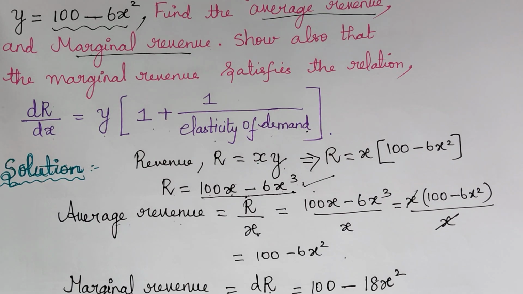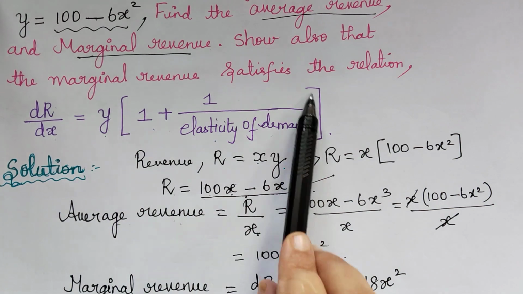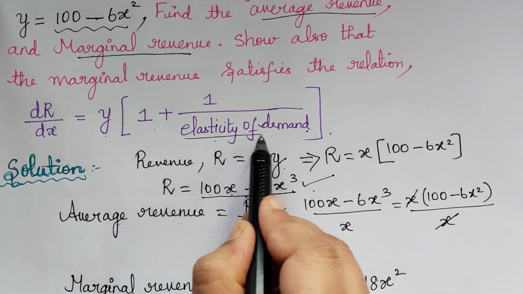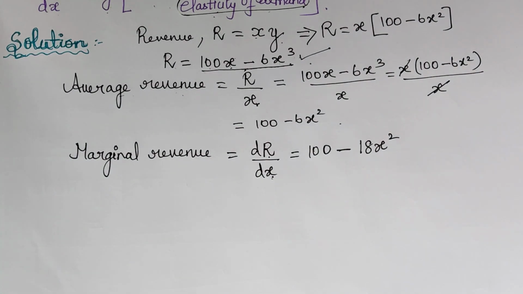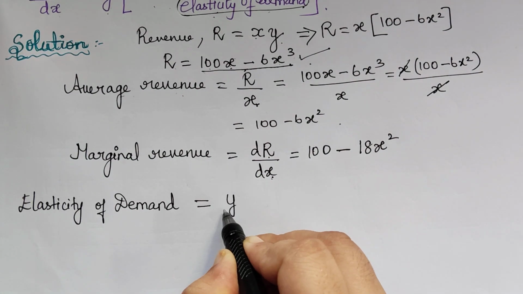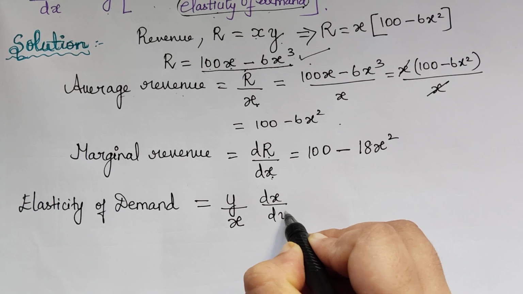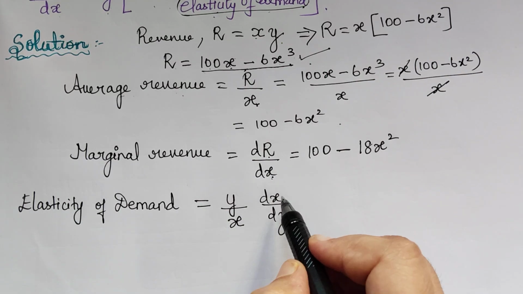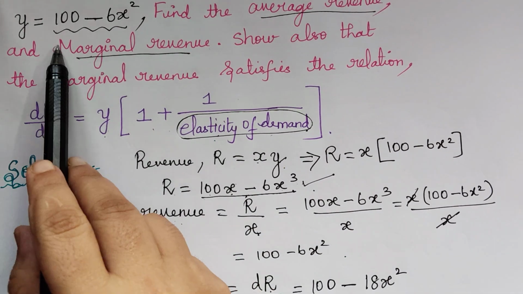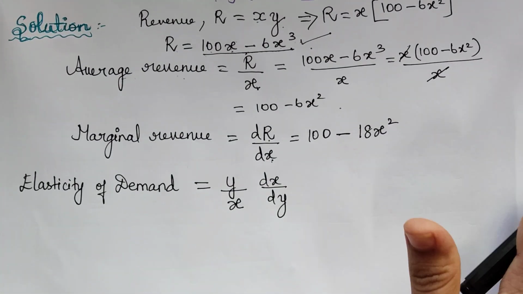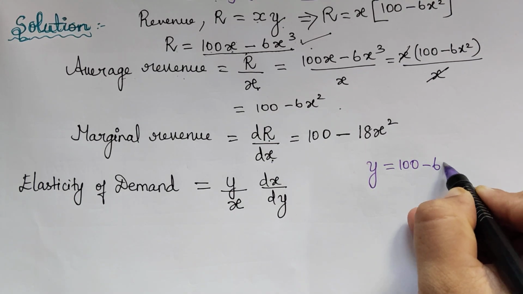The next is we have to show that the marginal revenue satisfies this relation. Now, in order to show this, first we have to find the elasticity of demand given in the question. So, what is the formula for elasticity of demand? It is equal to y by x multiplied with dx by dy. Now, in order to find the elasticity of demand, we should first know what is dx by dy. For that, we should take the y given in the question and we have to write. So, what is y? So y given in the question is equal to 100 minus 6x square.